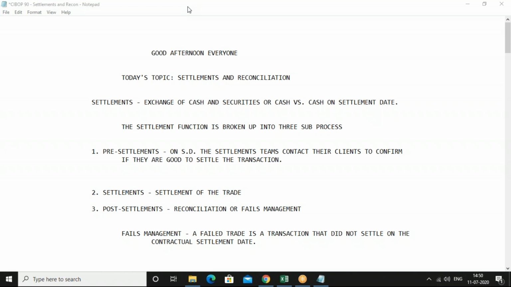Now, let's understand the next part. Why does a trade fail? What do we mean by a failed trade? A failed trade is a transaction that did not settle on the contractual settlement date. For example, if it's a T+2 settlement, say on Monday I did a deal, on Wednesday it's supposed to settle. Now when I reconcile on Thursday, because reconciliation will always be T+3, I don't see that the transaction has settled in my account. That's what we call a failed trade.